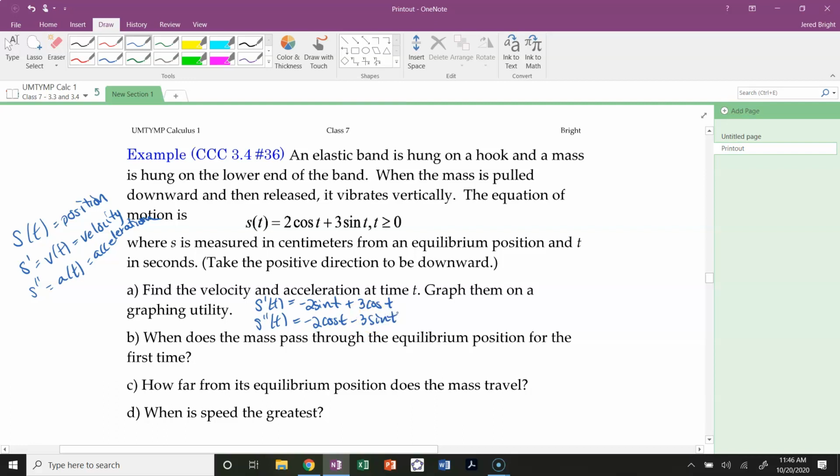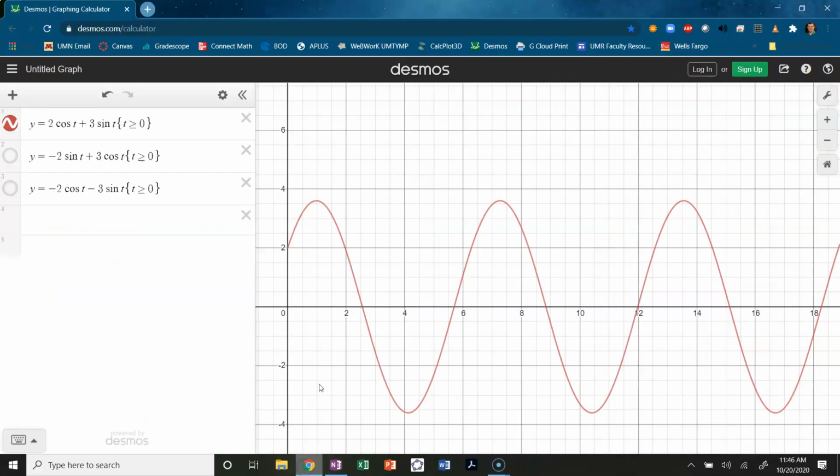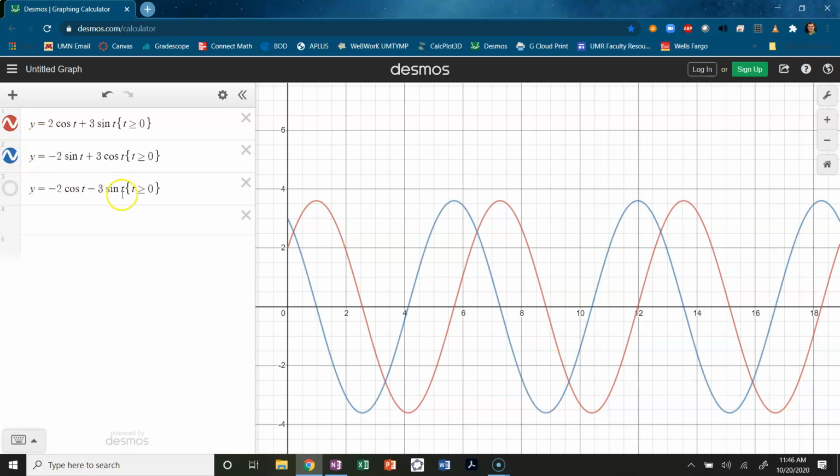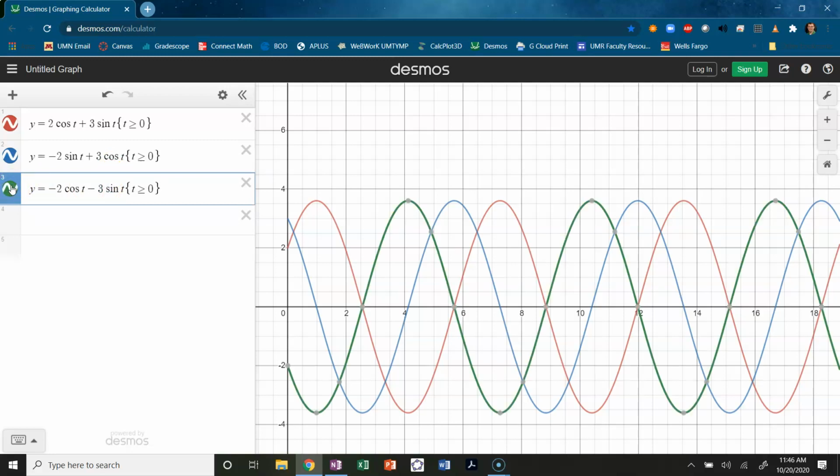Then if I graph them on a graphing utility, I have done this in Desmos. Here is the original function in red. In blue, which I just enabled, is the velocity function. And lastly, in green is the acceleration function. Kind of interesting.